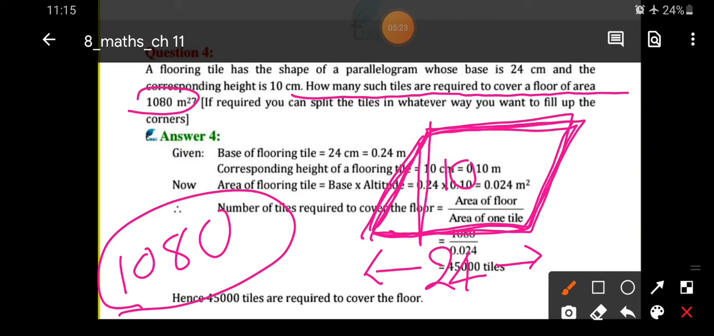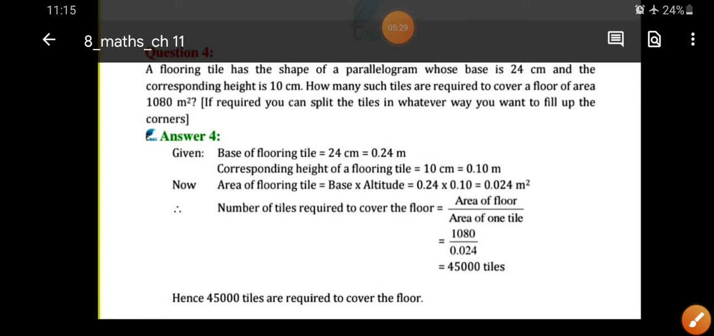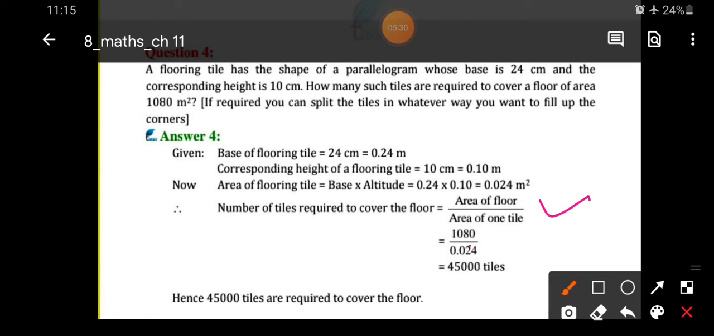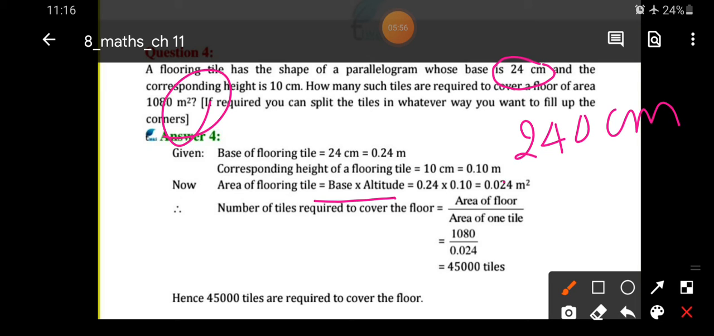So here you can find out this way. Here formula is given, area of floor divided by area of one tile. So we have area of floor and we can get the area of one tile, that is base into height, b into h. Remember the formula, b into h. So here it's 24 centimeter and here it's 10. So 24 into 10, it's 240 centimeter square, but here it is given in meter.